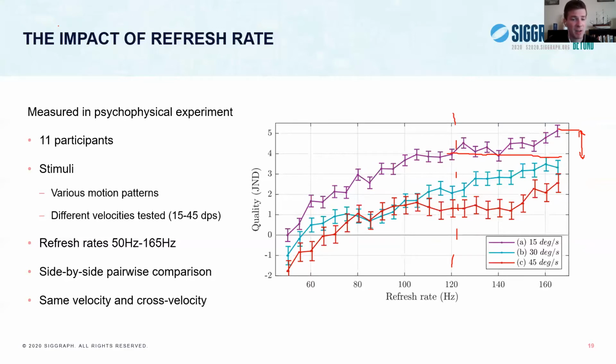Secondly, refresh rate seems to affect lower velocities more than higher velocities. This is somewhat counterintuitive, as blur artifacts are stronger on higher velocities. We speculate that this could be due to judder artifacts, as non-smooth motion can be more visible at lower velocities. Hence, as I mentioned, we include both components in our model.